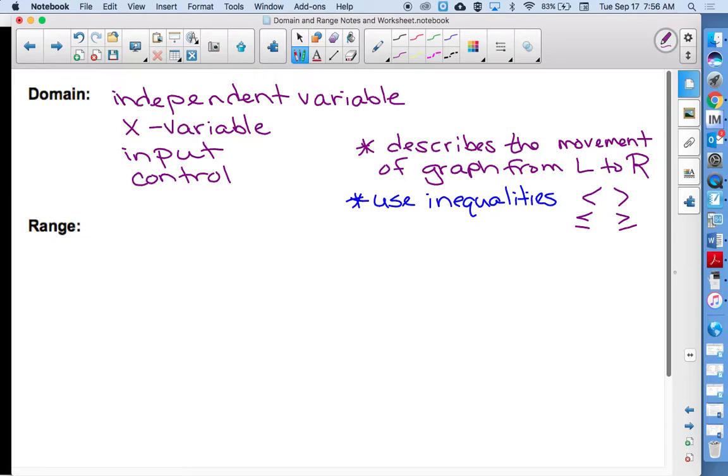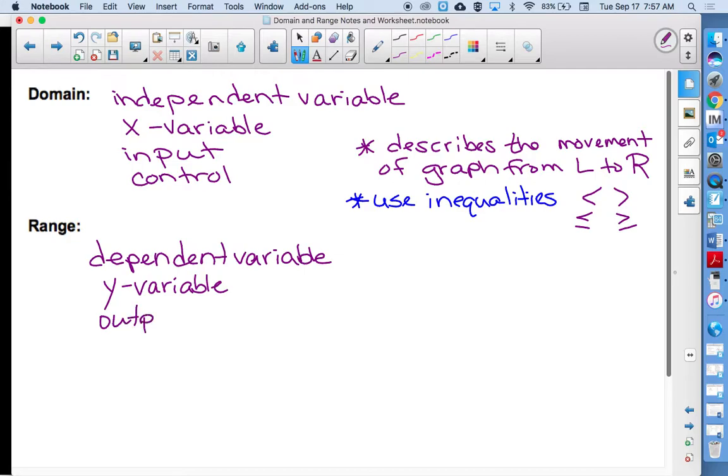How about the range? Peter. Dependent variable. So if the domain is the independent, the range would be the dependent. What's one other word we could use for range? Y variable. Say it again? The Y variable. Yeah, the Y variable. And of course, it's also known as the output. So this describes the graph from the bottom to the top, because now it's a vertical description of the graph.